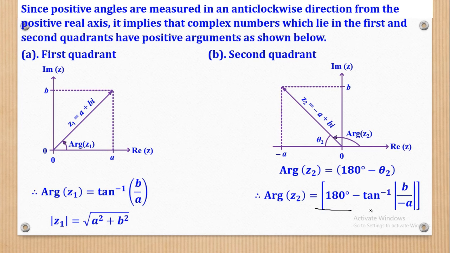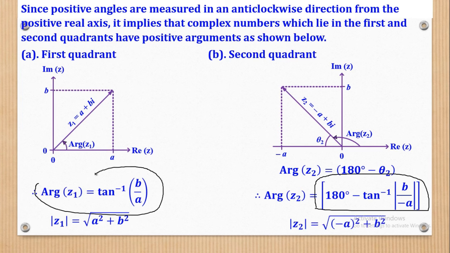So this will be the argument for a complex number in the second quadrant. You must be keen with them, because for modulus it is easier because it is just squares, but for argument you must be keen. For the first quadrant it is just arctan b over a, or arctan of imaginary over real. But for the second quadrant it is 180 degrees minus arctan of imaginary over real in magnitude.